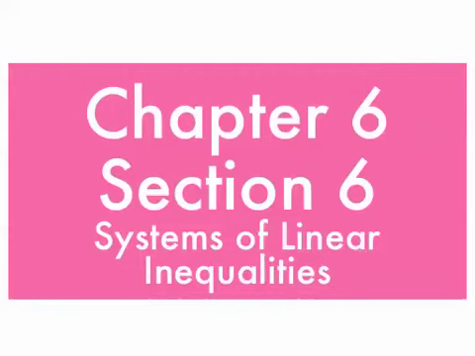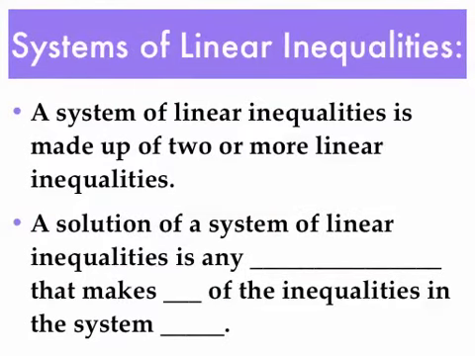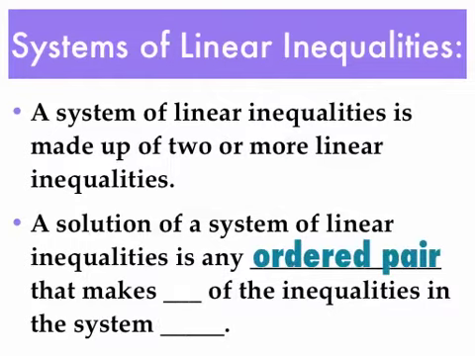Section 6, Systems of Linear Inequalities. A system of linear inequalities is made up of two or more linear inequalities. A solution of a system of linear inequalities is any ordered pair that makes all of the inequalities in the system true.